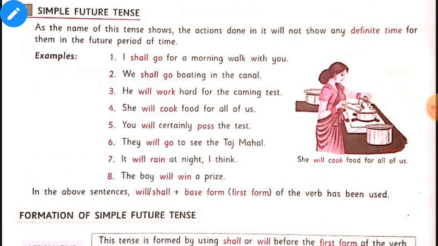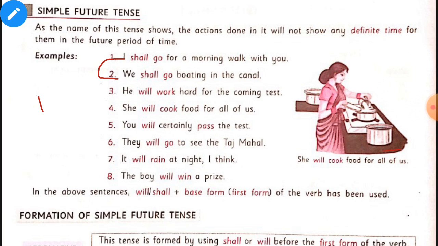With I and we, children, with I and we use shall, okay, and the first form of the verb. And with all other subjects, we use will and the first form of the verb. You can see here, I shall go for morning walk with you. We shall go boating in the canal. And the third is, he will work hard for the coming test.